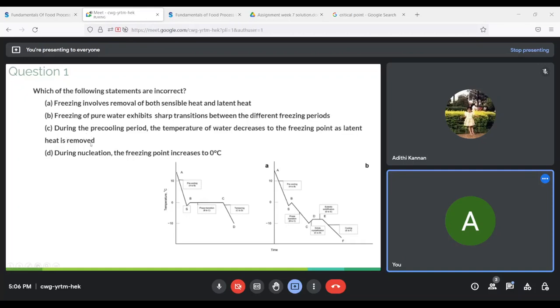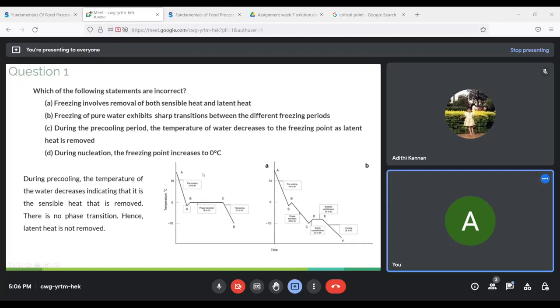In case of C, the pre-cooling period, the temperature of the water decreases as latent heat is removed. But this is not the case, because in A to B you are only seeing a temperature reduction. You do not see any phase change involved. So there is no latent heat removal. Latent heat removal is only happening from S to B and not from A to B.